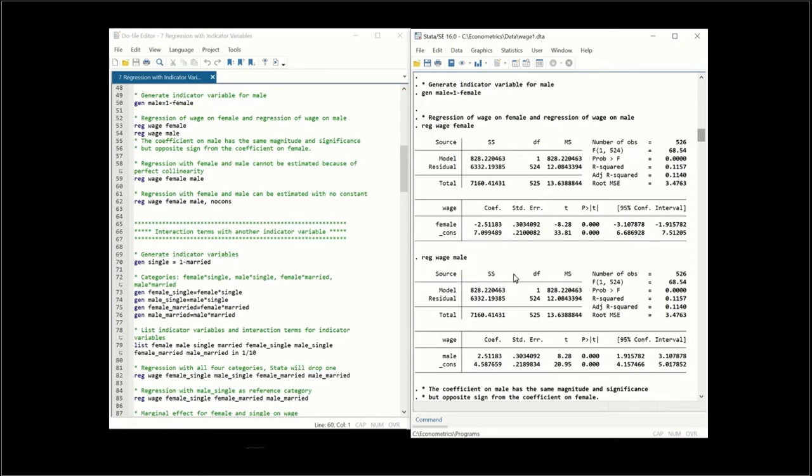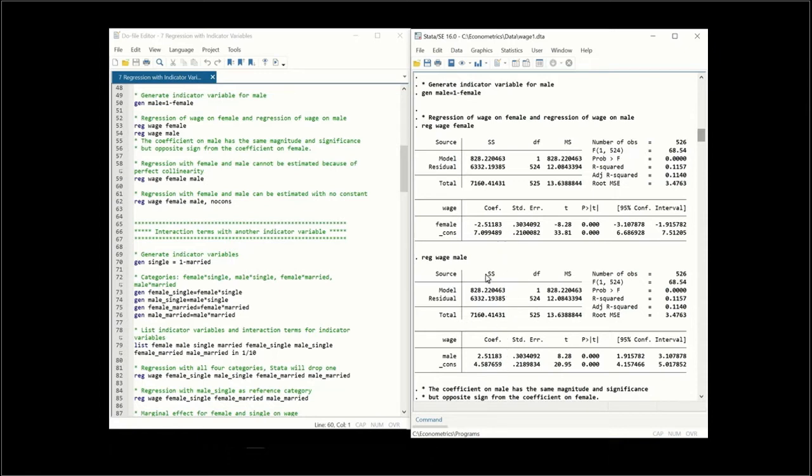One thing that we will find here is that the coefficient on female is minus 2.51. The coefficient on male is plus 2.51. And if you look at the significance level, the standard error, t-statistic, and the p-value, they would be exactly the same. So we would have the same magnitude but opposite sign of these coefficients.